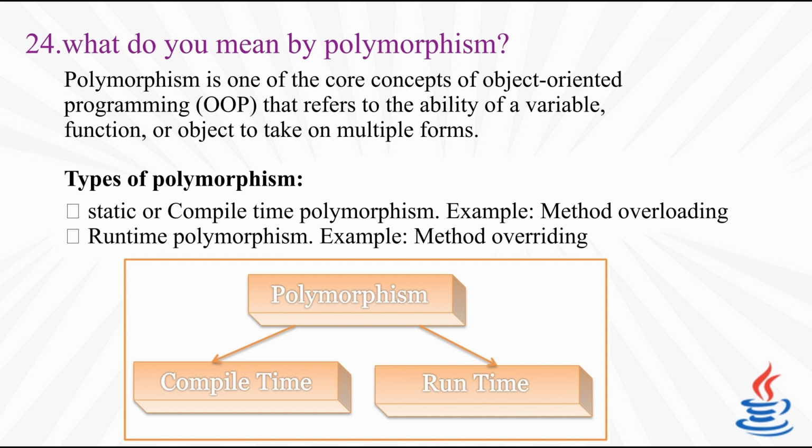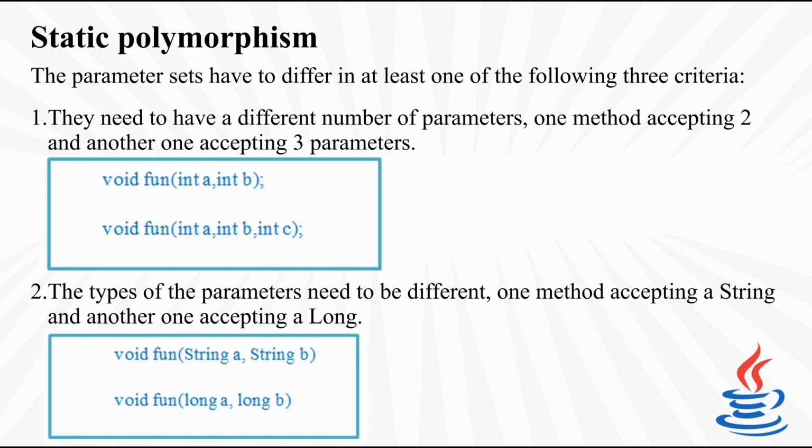Next is types of polymorphism. Actually, there are two types of polymorphism: static or compile time polymorphism, for example method overloading, and runtime polymorphism, for example method overriding. So, let's go through the types of polymorphism. First one, static or compile time polymorphism.